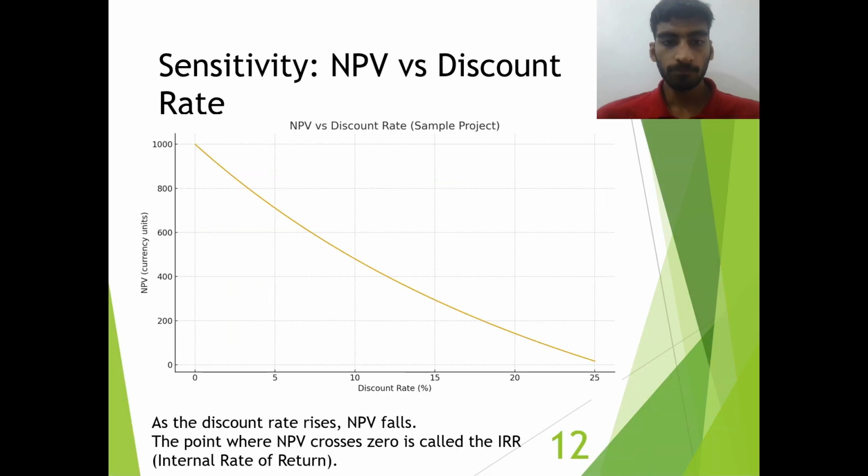In this graph we can see that the NPV is actually inversely related to the discount rate. The higher the discount rate is, the lower the NPV value in the final calculation will be. There's something called the IRR, and this is exactly when the NPV reaches zero, the exact point.